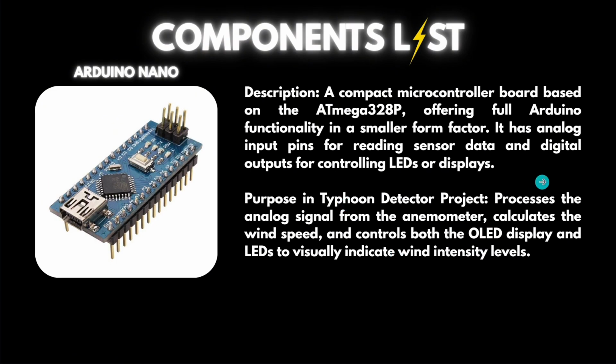It is a compact microcontroller board based on the ATmega328P, offering full Arduino functionality in a smaller form factor. It has analog input pins for reading sensor data and digital output for controlling LEDs or display. Its purpose is to process the analog signal from the anemometer, calculate the wind speed, and control both the OLED display and LEDs to visually indicate wind intensity levels.